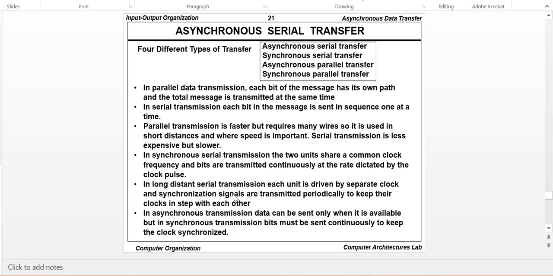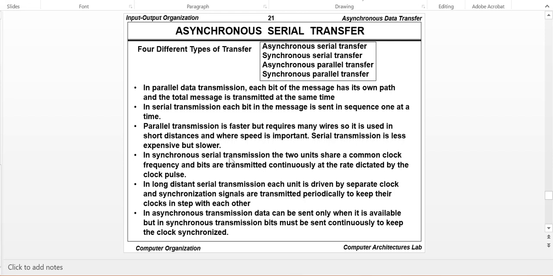Whereas what is asynchronous serial transmission? In synchronous transmission, the clock pulse has to be synchronized for both the units, and the clock pulse is a continuous one. The clock will generate pulses continuously, so data has to be transmitted continuously between the two units in order to keep up with the synchronized clock. Whereas in an asynchronous data transmission, only when the data is available will the data be transmitted. When the data is not there, it will not be transmitted.